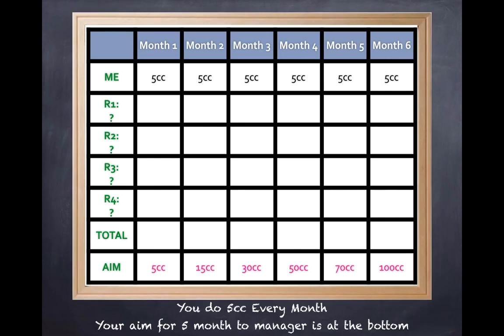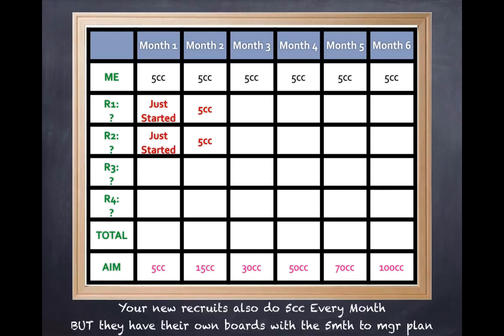So you might be looking at this and panicking a little because you know in month 1, yes, you've hit your 5, but actually month 2 you need 15 and you've only done 5. This is where it's going to get a little bit complicated, but it's dead easy if you keep it simple. So I'm going to show you how.